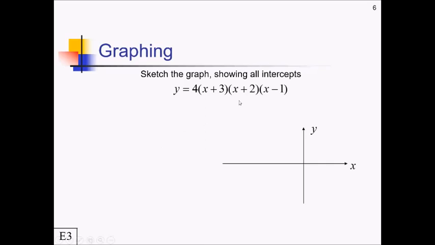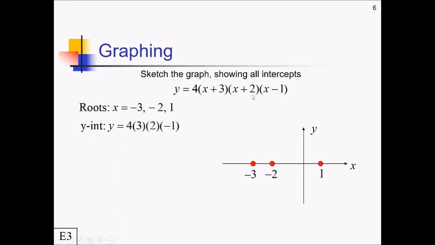Pause the video and see how much of this one you can get. Alright, so finding the roots, we've got -3, -2 for that next factor, and this last one gives us 1. So -3 somewhere to the left of the y-axis, -2 between -3 and the y-axis, and 1 is somewhere to the right over here.